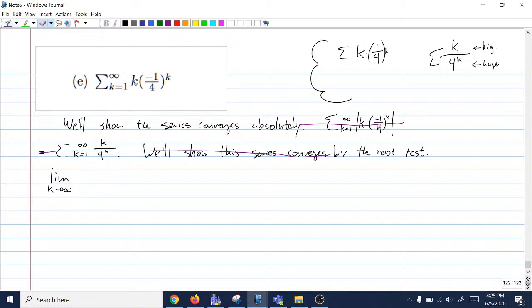Here's a much shorter way of getting there. I forgot the root test has the built-in absolute values to handle the transition from the regular series to the absolute one. Yeah. This is the limit as k goes to infinity of the kth root of k times 1/4, right?